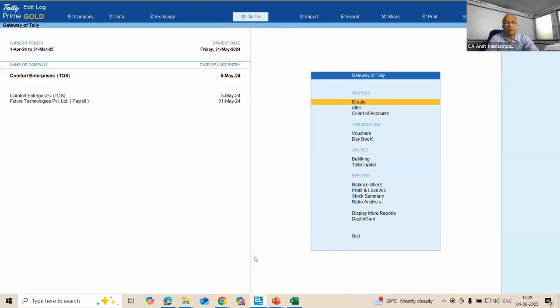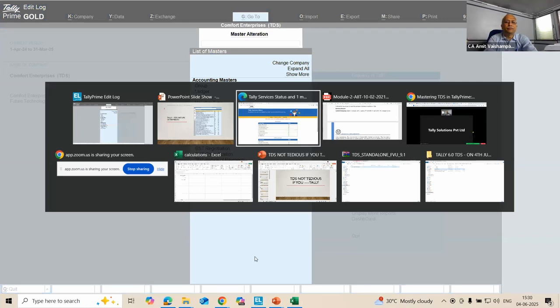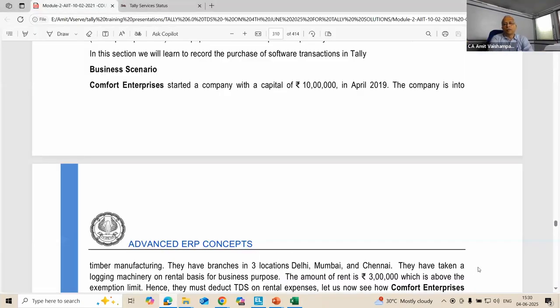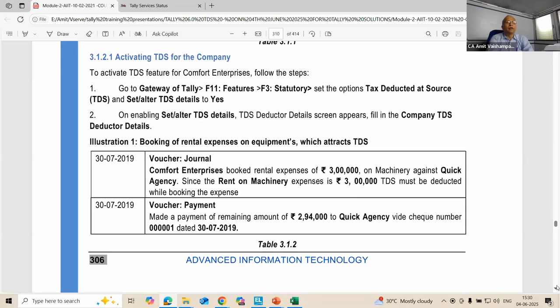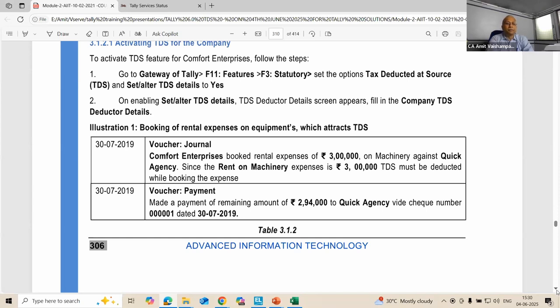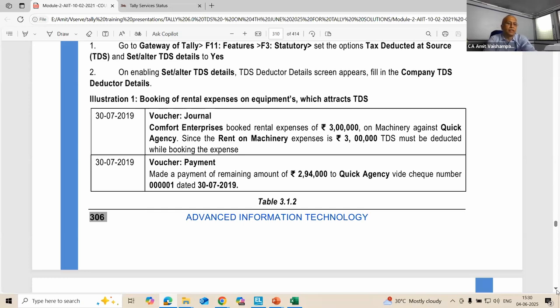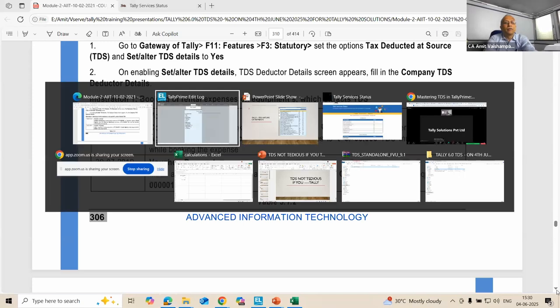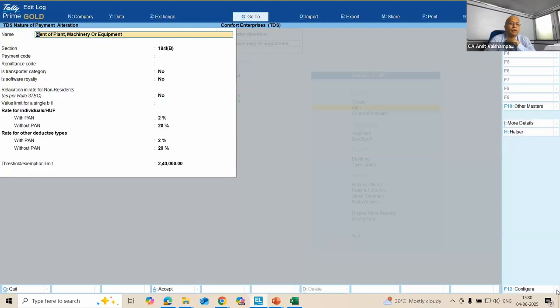I have already created some 3-4 TDS nature of payments as per the case study. Go back to the case study. Yeah. So we have this Comfort Enterprises, and these are the types of transactions. In this case, it is rental expenses, rent on machinery. So this is the first type of transaction in the case study that we are assuming. We have created these 4 case studies. We created this as rent on plant and machinery. So this is what we have created.